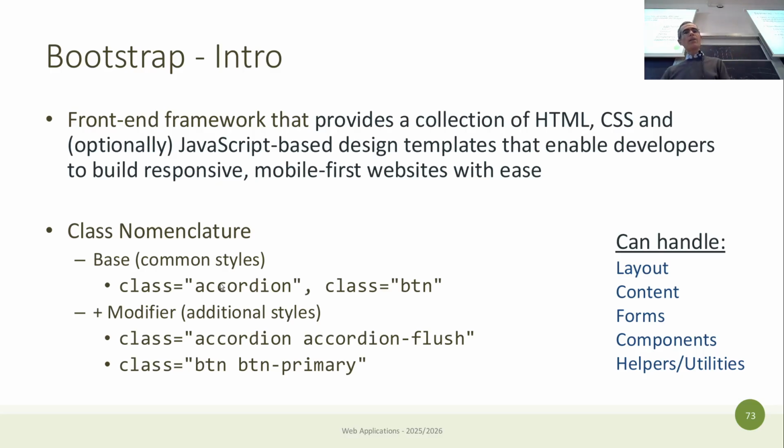And some names are base, so they are common styles. They refer to the type of element that you want to use, like the accordion is the stuff that opens and closes, btn is the button, and so on. And then you can use modifiers, typically to change the color, to change some behavior, and so on. And it handles everything: layout, content, forms, components, and helps you with some utility functions and so on.